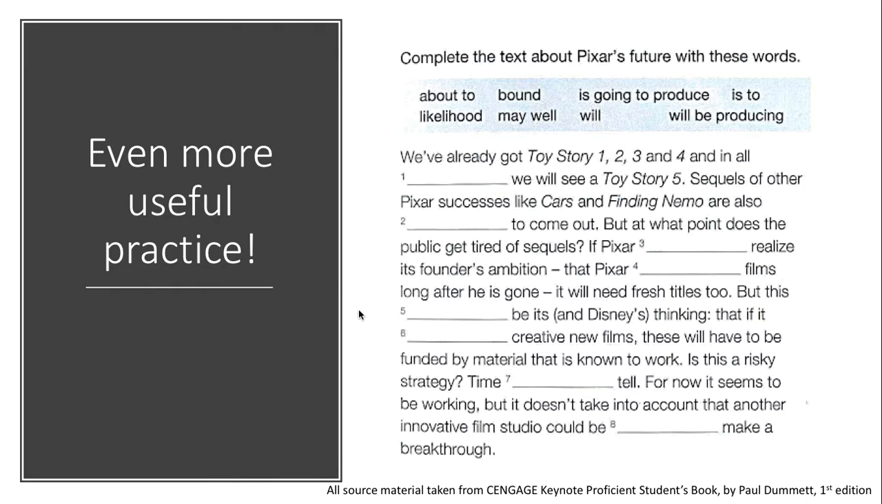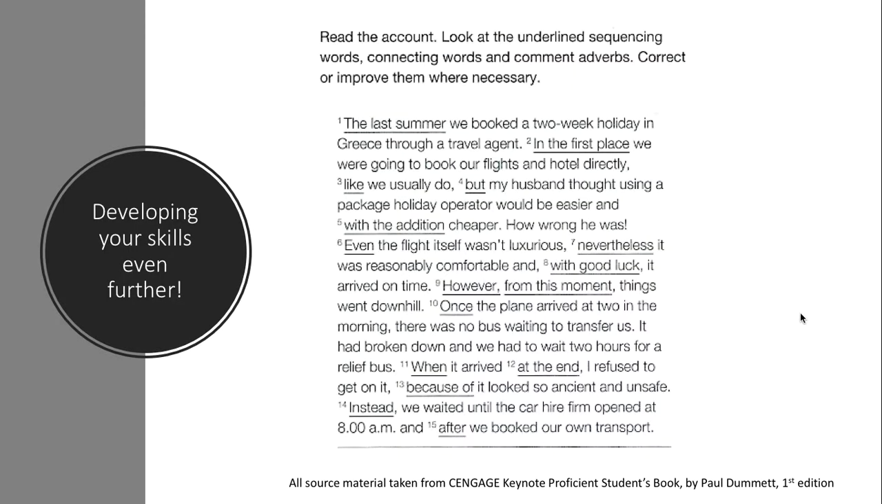All right. And lastly, one more slide of practice. Okay, read this account. It's a story. Look at the underlined sequencing words. These are linking words, linking phrases, that is. There are connecting words, comment adverbs. Correct or improve them where necessary. In a few cases, these are incorrect. Okay, take a moment, pause the video, and then give it a go.